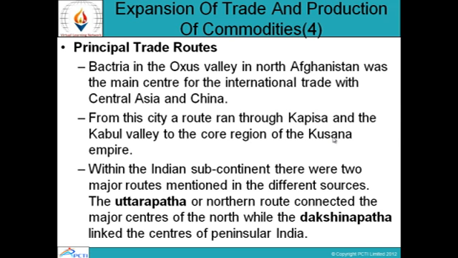The Uttara Patha or northern route connected the major centers of the north, while the Dakshina Patha linked the centers of peninsular India. So these principal trade routes were within the Indian subcontinent.